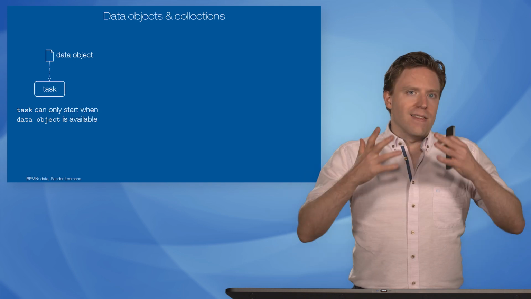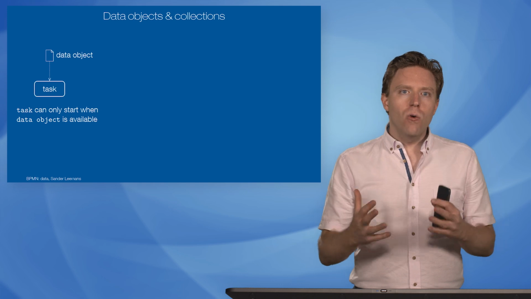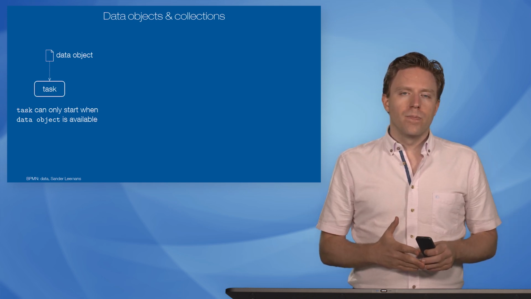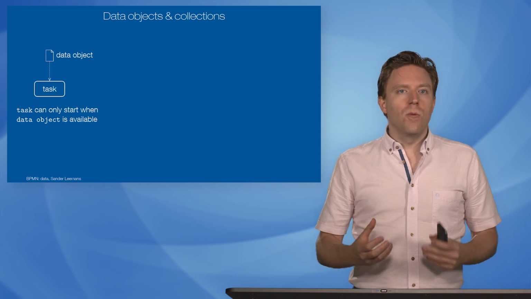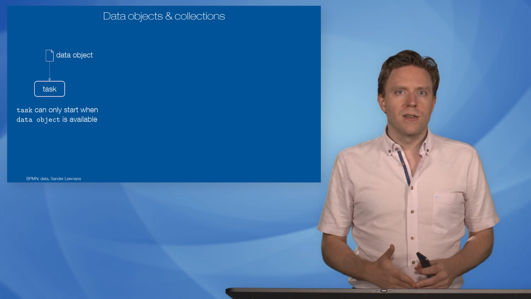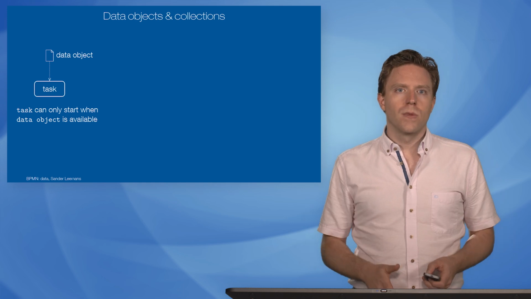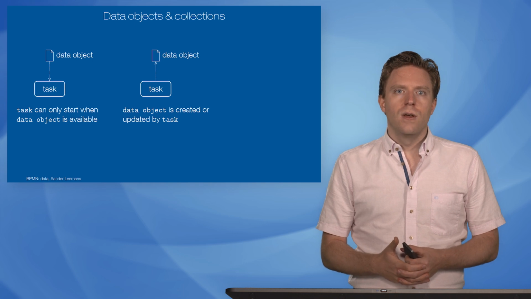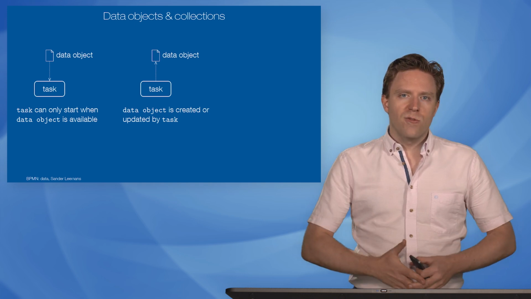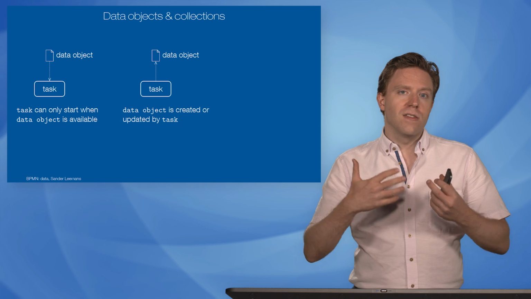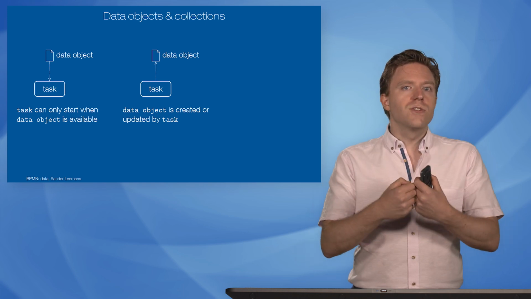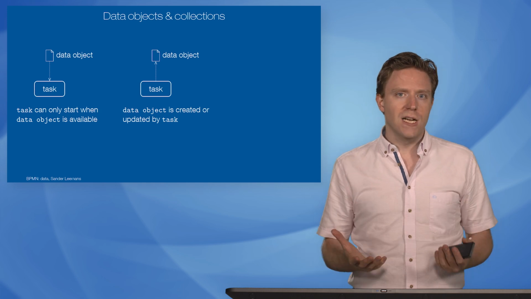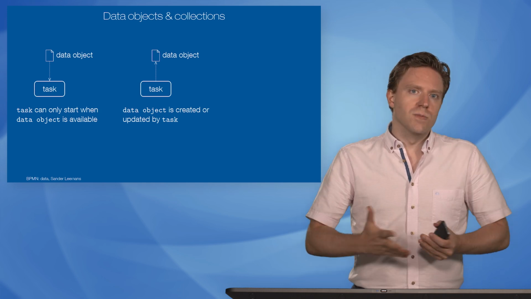What it means is that in this case, the task can only execute when the data object is there. Furthermore, the data object can be used by the task, so as an input. The opposite, we simply reverse the association. This small model tells us that a task either updates or creates a data object. So as a result of the execution of the task, the data object is updated or created.